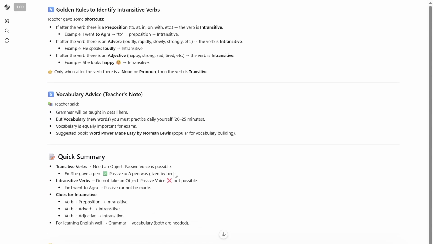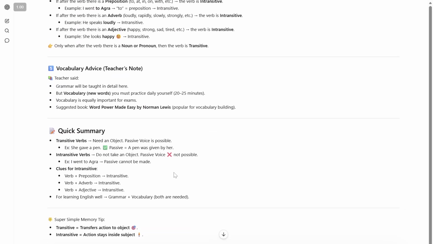Vocabulary advice, teacher's note. Teacher said, grammar will be taught in detail here, but new vocabulary words you must practice daily yourself, 20 to 25 minutes. Vocabulary is equally important for exams. Suggested book: Word Power Made Easy by Norman Lewis, popular for vocabulary building.